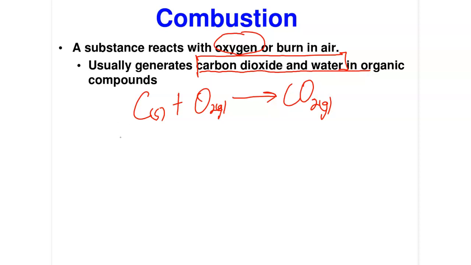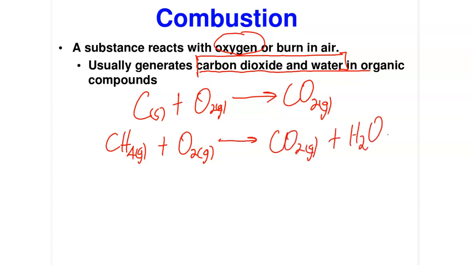We can have another one. If I have my methane gas burning in oxygen, I told you that organic compounds or hydrocarbons, when they burn, usually generate carbon dioxide plus steam. Now, these substances will always have this pattern. Just like what happens in tissue respiration, whereby a glucose molecule, which contains carbon, hydrogen, and oxygen, burns to release carbon dioxide and water as well in the electron transport chain. So if you look at this reaction now, this is methane burning in oxygen to release carbon dioxide and water.